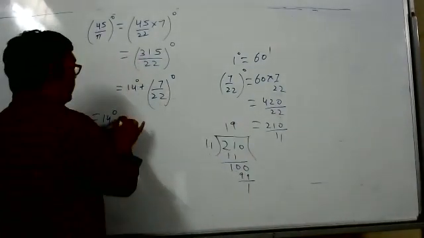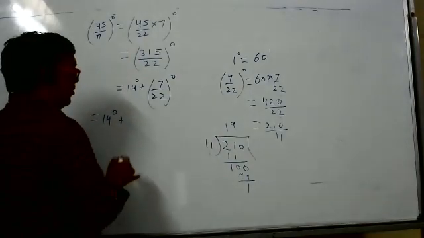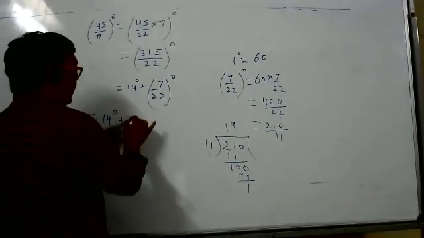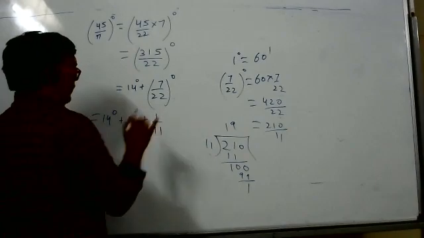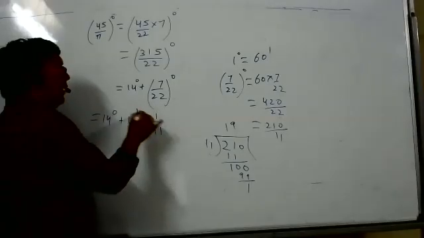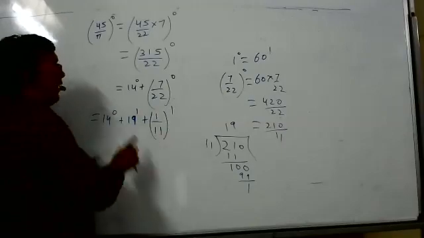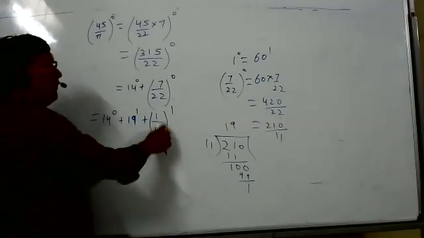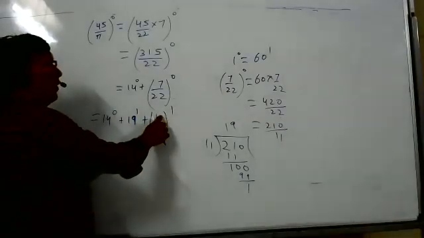So how to write now? Any idea? 19 plus 1 by 11. This way. Now this 19 means what? Degree or minute? Minute. This is now minute and this is also minute. But 19 minute is okay. This 1 by 11 minute I will change into seconds. So again the same repetition.